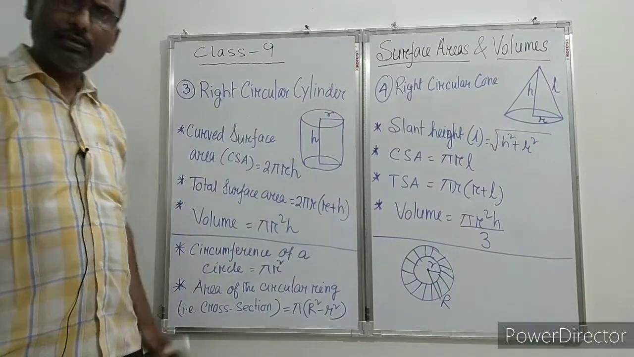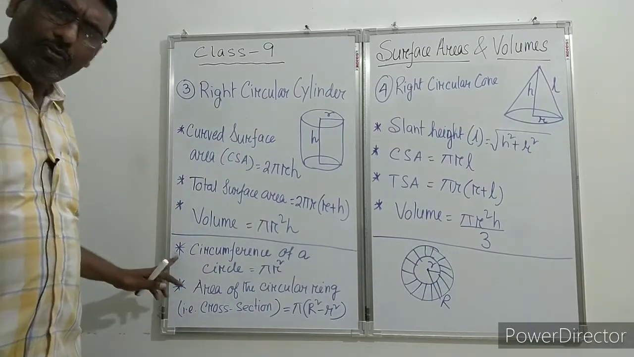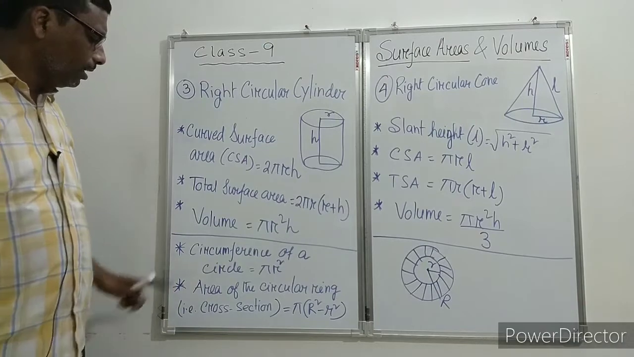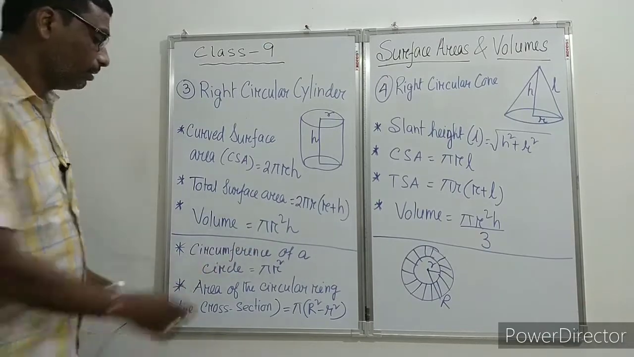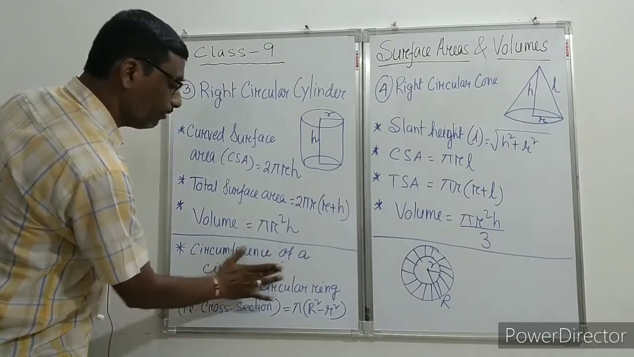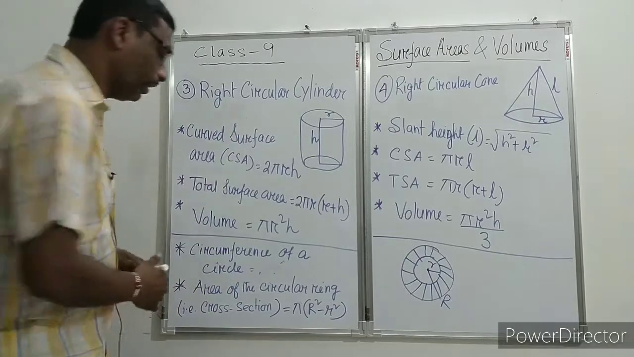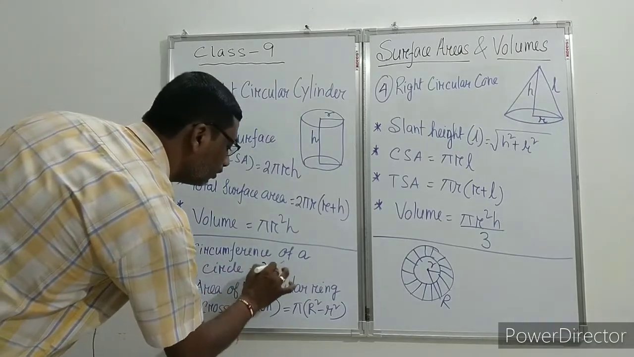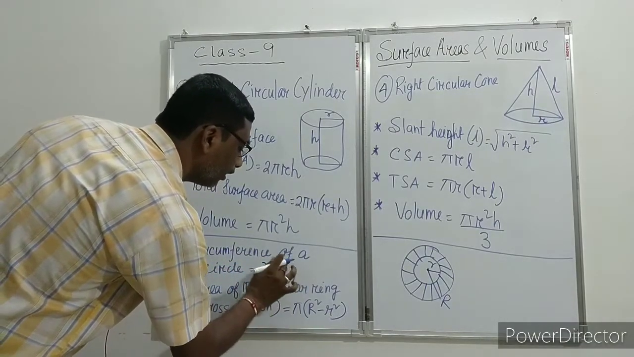Before the right circular cylinder, you write down 2 notes. Number 1, circumference of a circle. Circumference means boundary, and it is equal to 2 pi r.